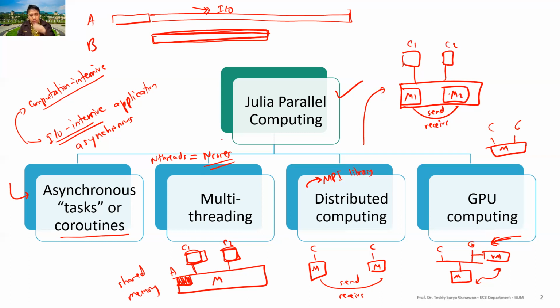Basically, this is the type of parallel computing that Julia can be used for. There are 4 types here: 1, 2, 3, and 4. Almost all parallel computing is covered. That's why Julia can scale from the small Raspberry Pi up to supercomputers. Now let's see them one by one. Today we'll discuss these two, inshallah.